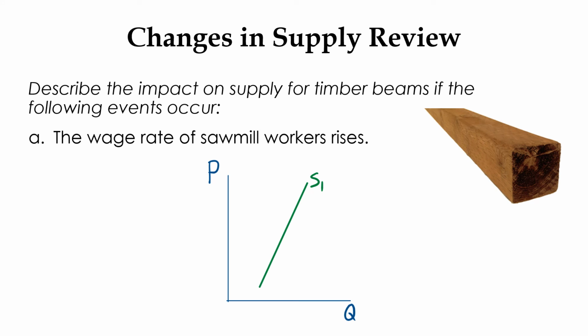All right, so it says, describe the impact on supply for timber beams if the following events occur. The wage rate of sawmill workers rises. Okay, that's your input prices. Input prices increase. That means supplying products, running a business, has become more profitable or less profitable? That's right, less profitable. So the supply curve is going to shift to the left.